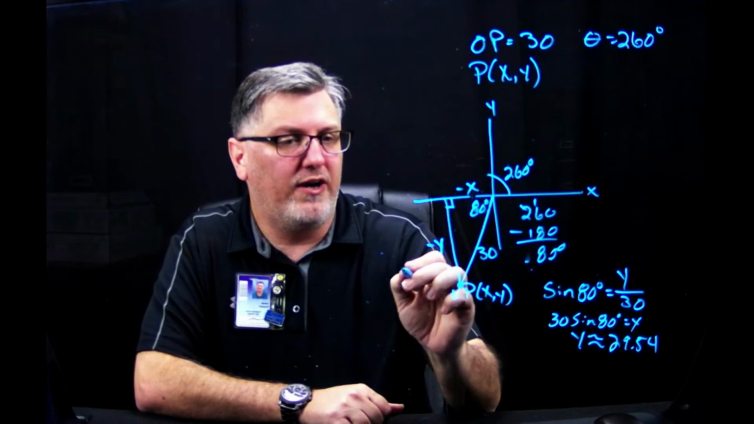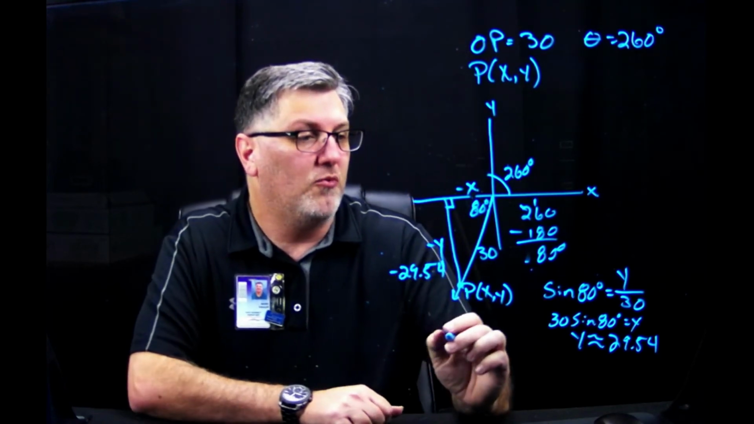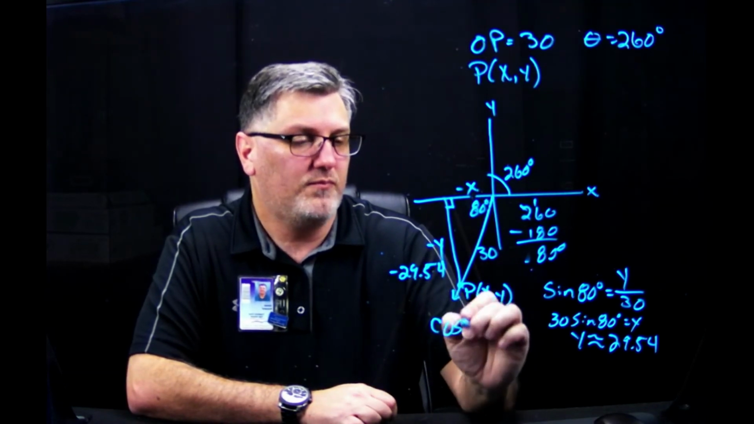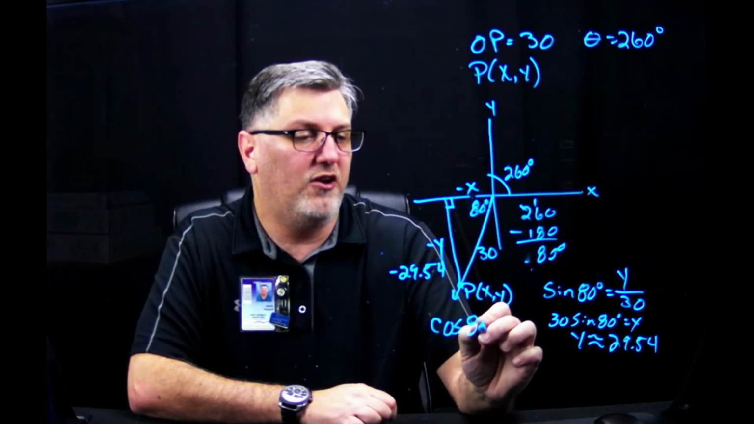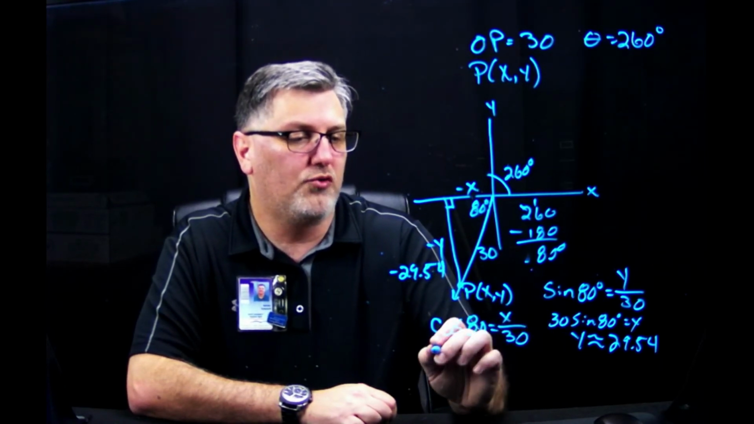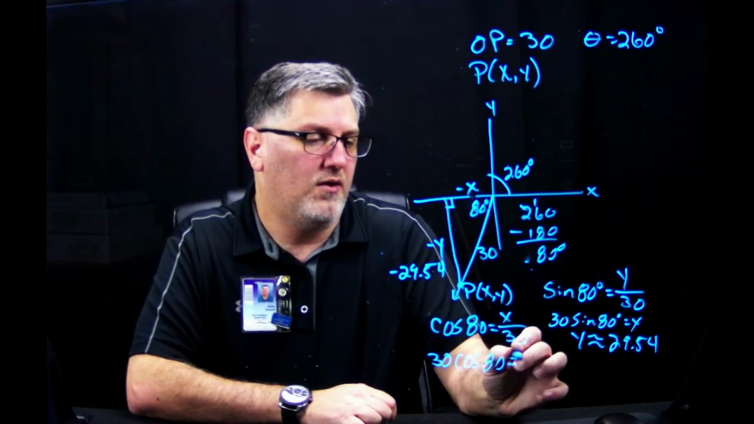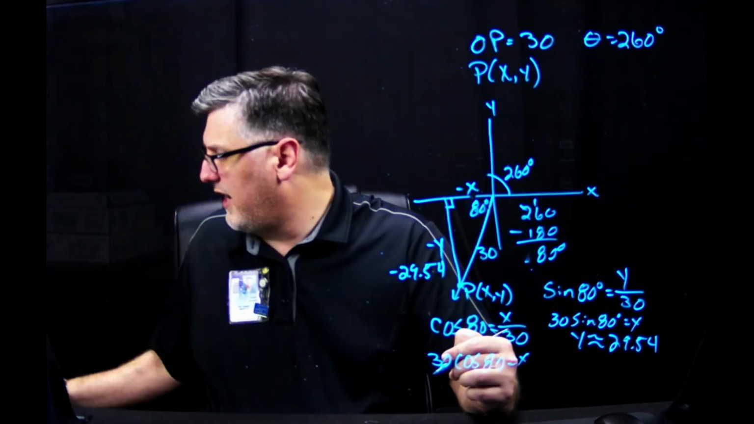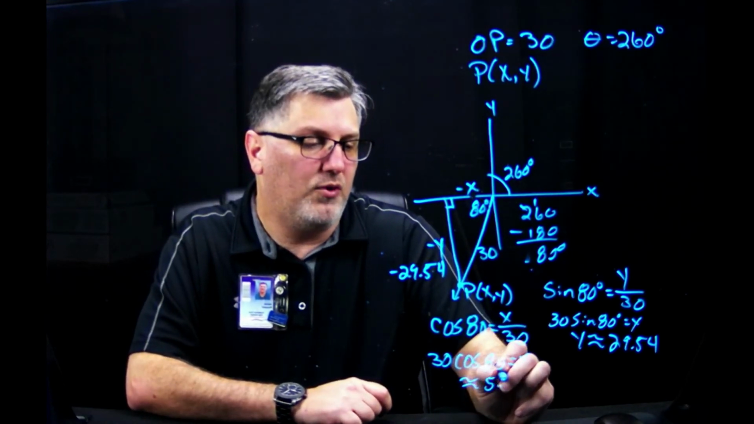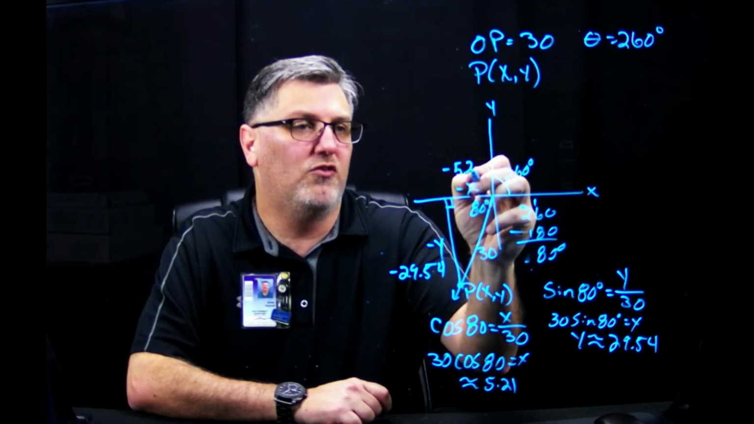So this y right here is a negative 29.54. To do my x, I would just simply do cosine because it's adjacent. Cosine of 80 degrees equals my adjacent over my hypotenuse. Multiply both sides by 30. And once you throw this in a calculator and crunch the numbers, you get about 5.21. But because we're in quadrant 3, we know that this is negative 5.21.